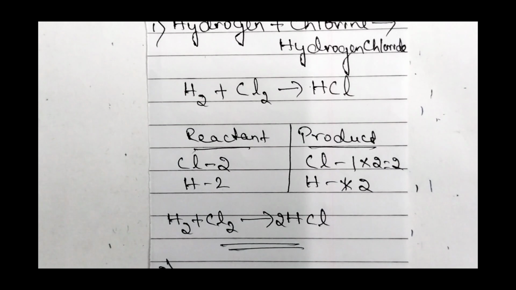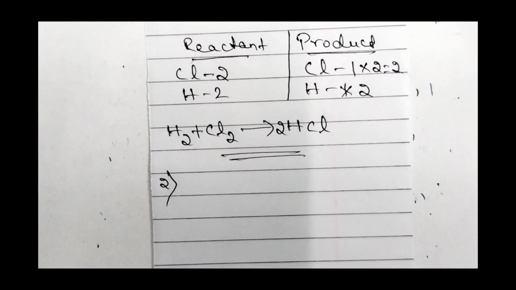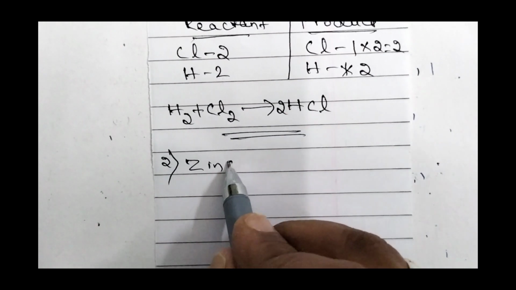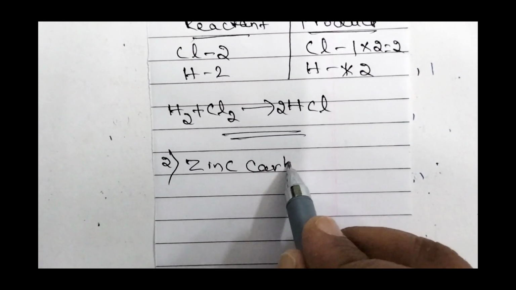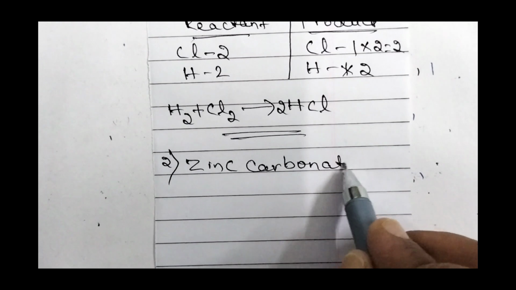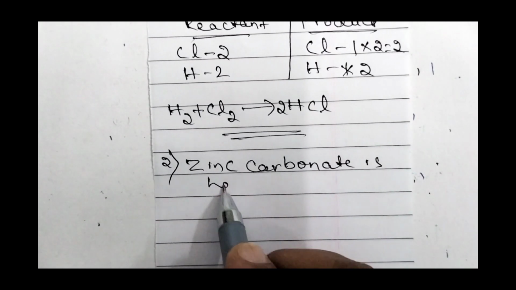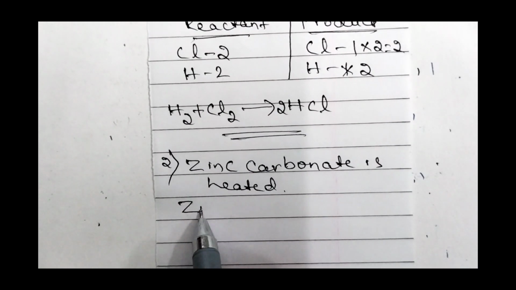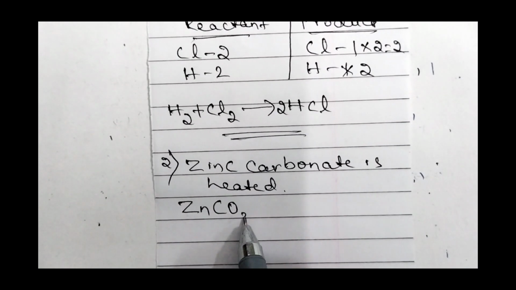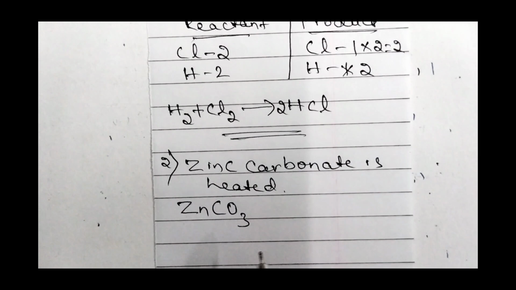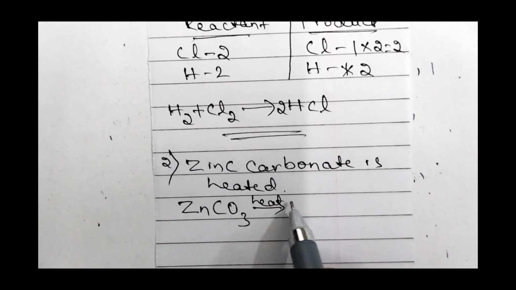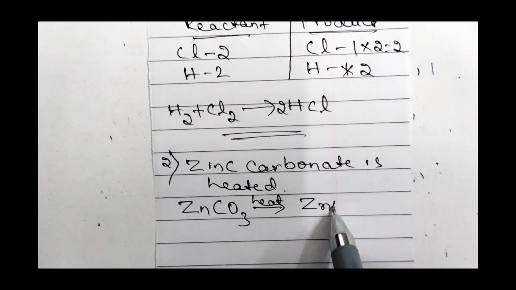So now let us move to the next question. Next question: zinc carbonate is heated. So what happens when zinc carbonate is heated? Zinc carbonate means ZnCO3. ZnCO3 is zinc carbonate. When it is heated, it is converted into zinc oxide.